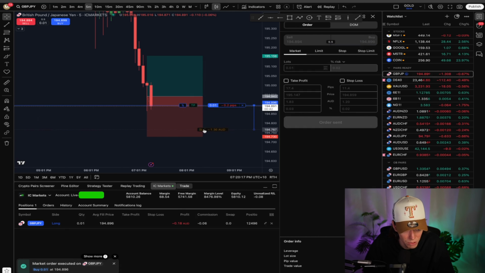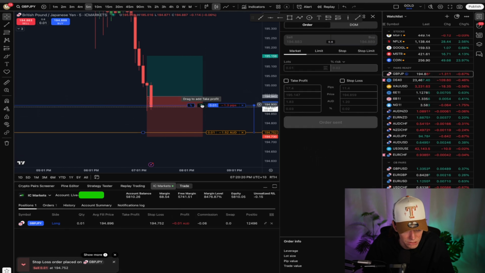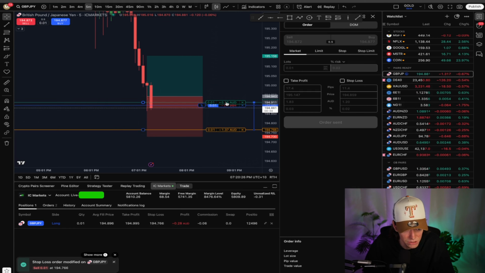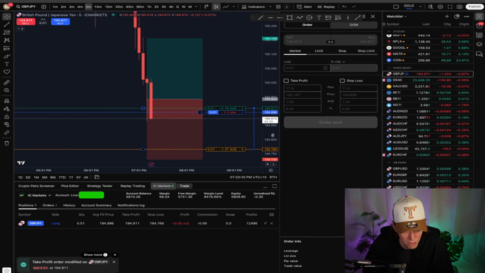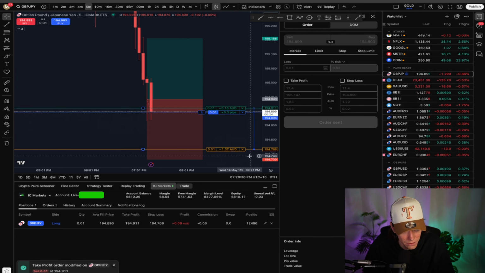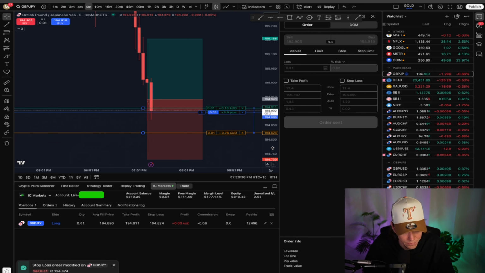We can move a stop loss down if we want, add a stop loss to the position. We can add a take profit to the position, whatever we want to do there. But once again, this is just an example. So I'm gonna move my take profit down so it just takes me out, and I'm not losing tons of money. We'll move the stop loss up, but this will take us out soon.